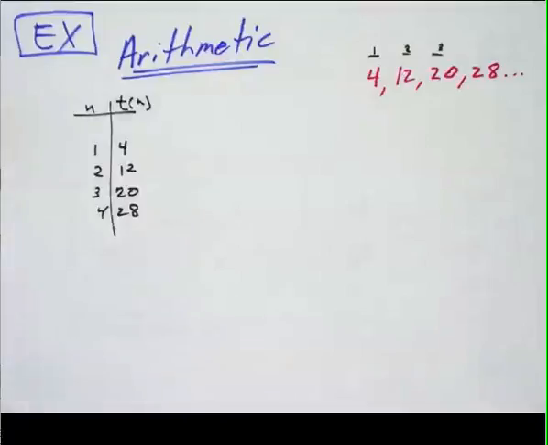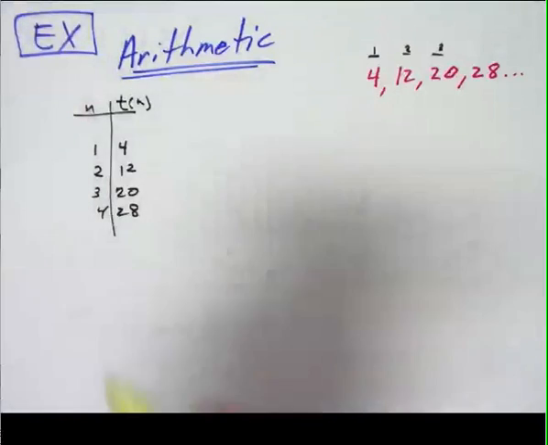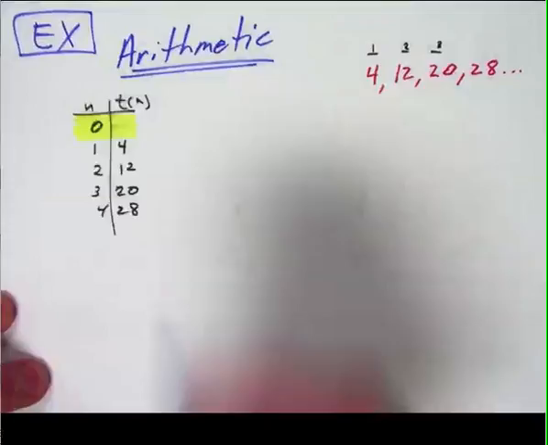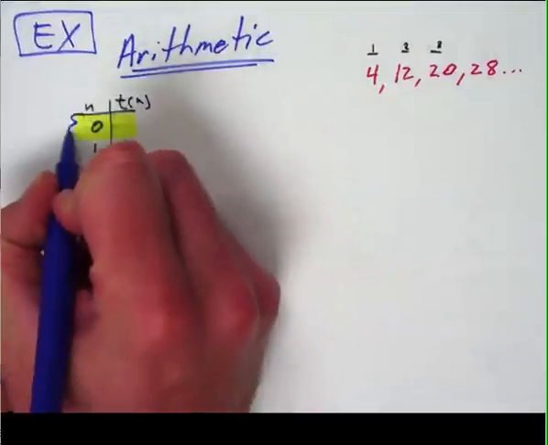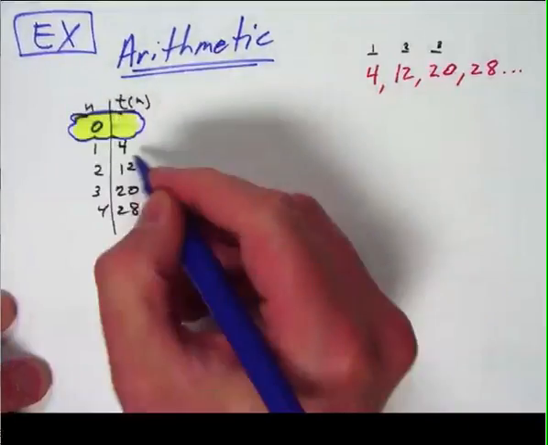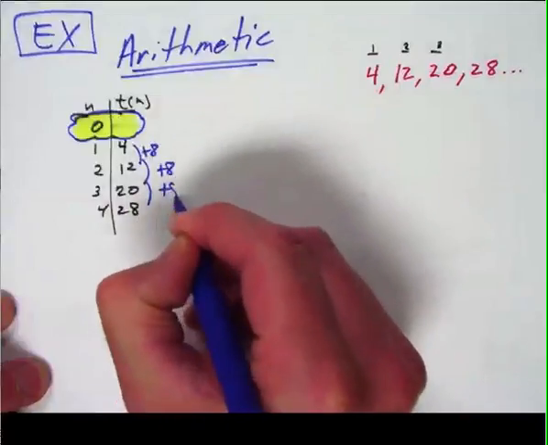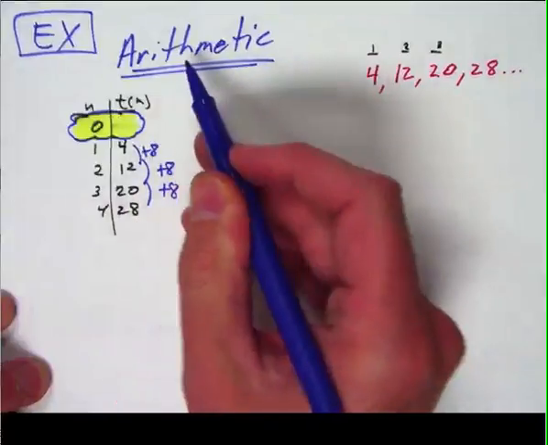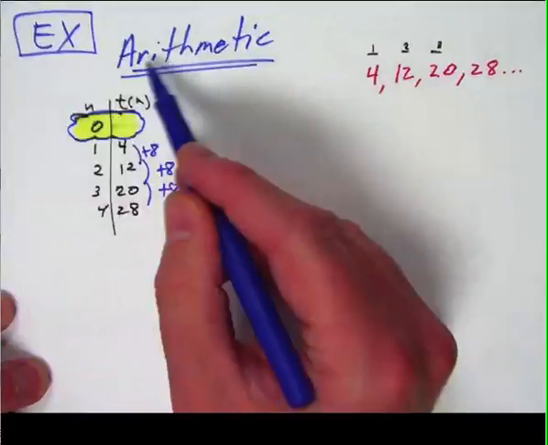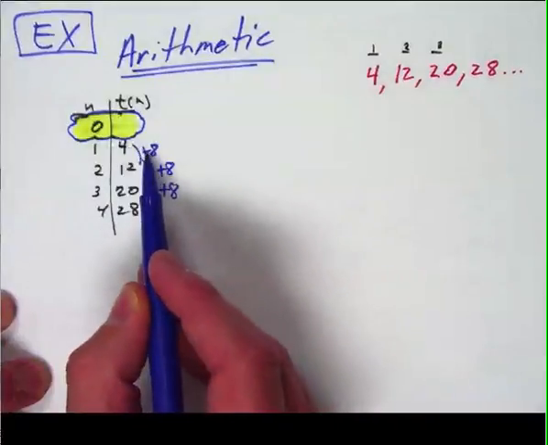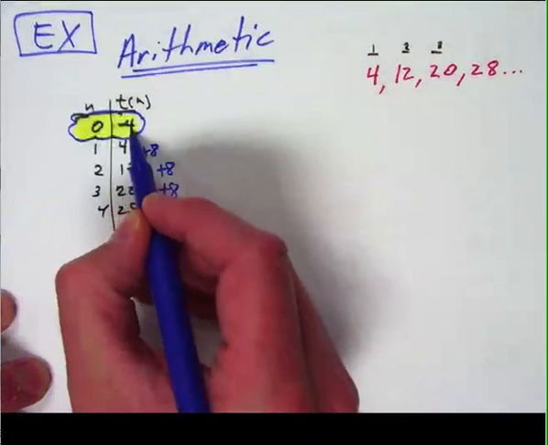We all know that the two key ingredients to writing an equation are what it starts at, better known as its initial value, and what it goes by. So I need to figure out the starting value, and in this case, that's where the zero would be. If I look at this, I can clearly see that it's adding 8, adding 8, adding 8. I know it's going to do some kind of adding or subtracting pattern because it's arithmetic. Then if this is 4, I'm going to go backwards 8, which puts me at negative 4.